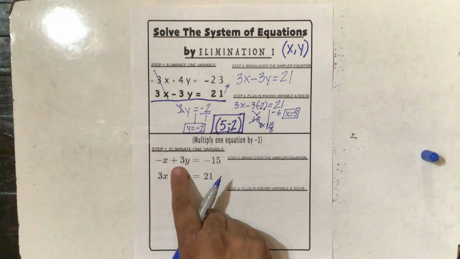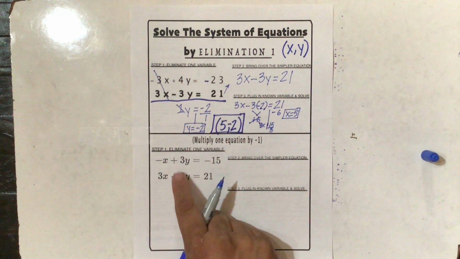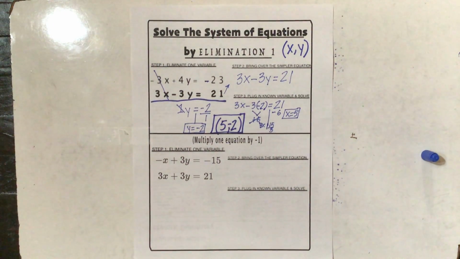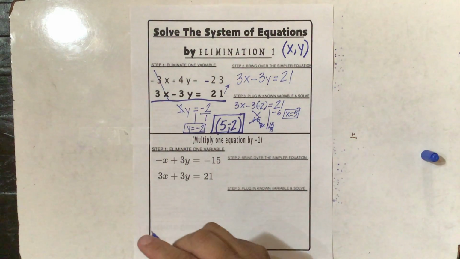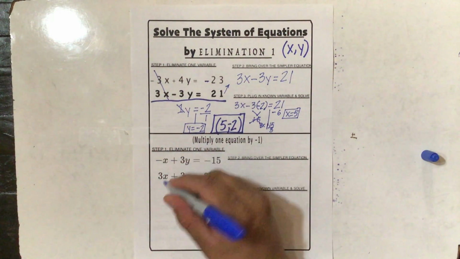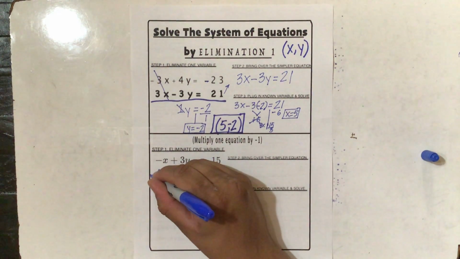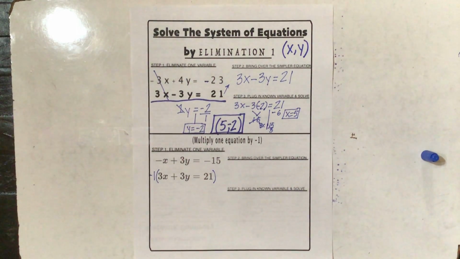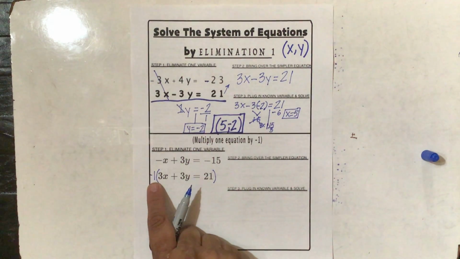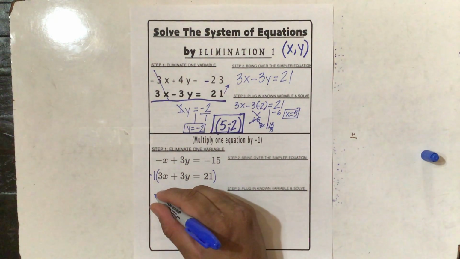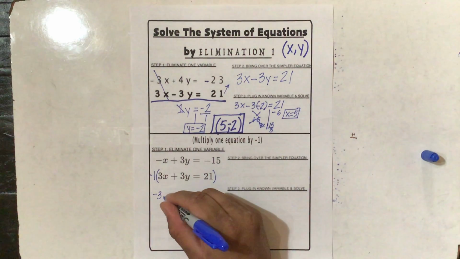So in order to make one of them negative so they can cancel, I'm going to multiply the bottom one here by negative 1. Remember, when you multiply something by negative 1, it makes everything the opposite. So negative 1 times 3x is negative 3x.